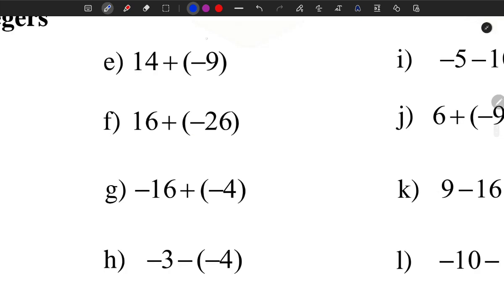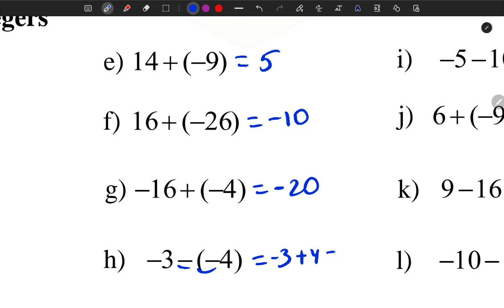Variant E. 14 plus negative 9 gives us 5. 16 plus negative 26 gives us negative 10. Negative 16 plus negative 4 gives us negative 20. And negative 3 minus negative 4. Two negatives give us positive. And we can write negative 3 plus 4 and it gives us 1.